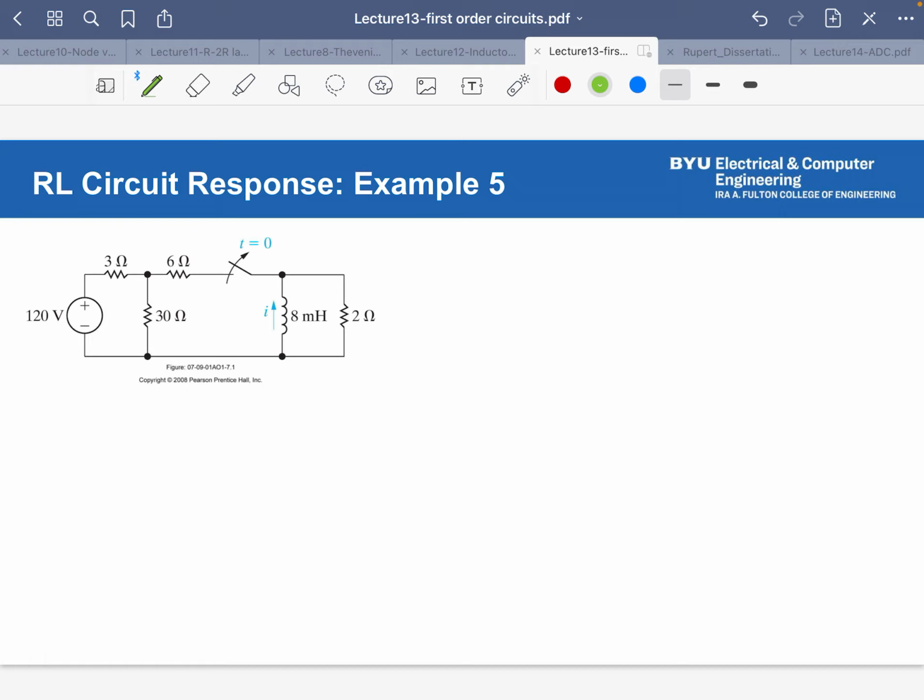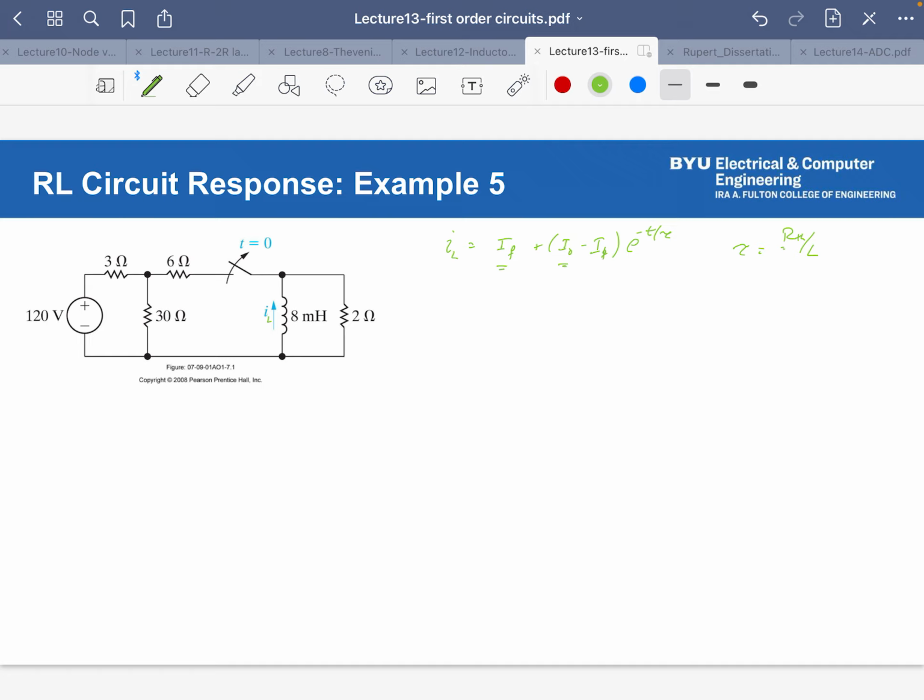Okay, here's another example, example 5. In this particular case, we want to find the current through the inductor, so we can write our formula. The current through the inductor, IL, is going to be the final current plus the initial, I naught, minus IF, e to the minus t over tau, and tau is going to be, in this case, R Thevenin divided by L. So we just need to find the final, the initial, and R Thevenin.